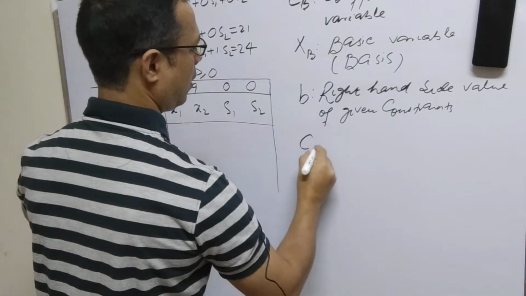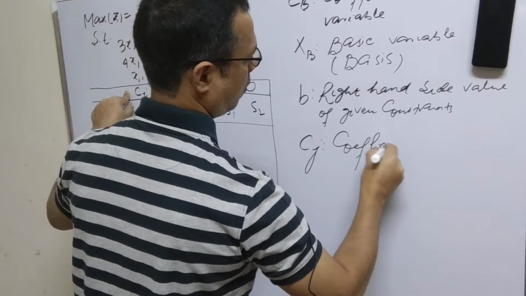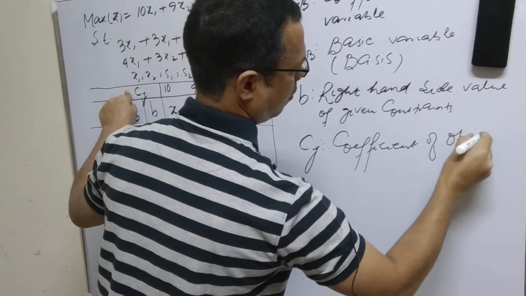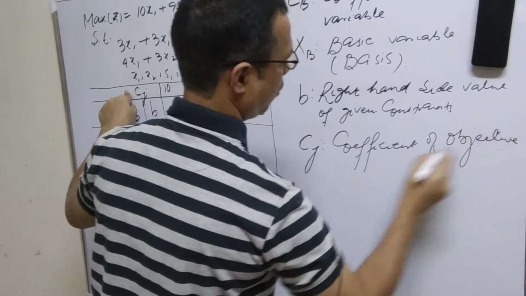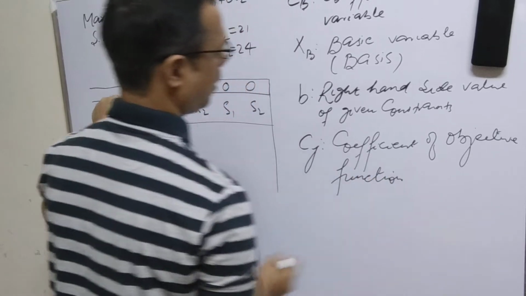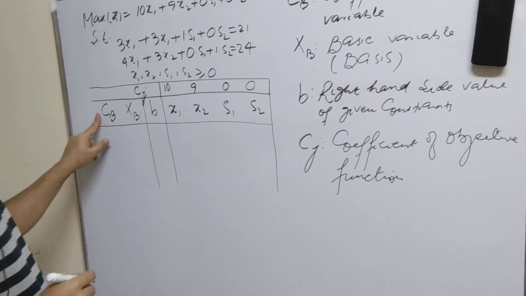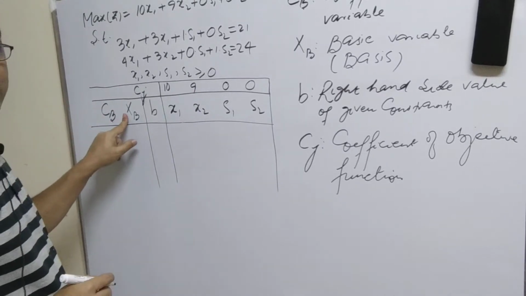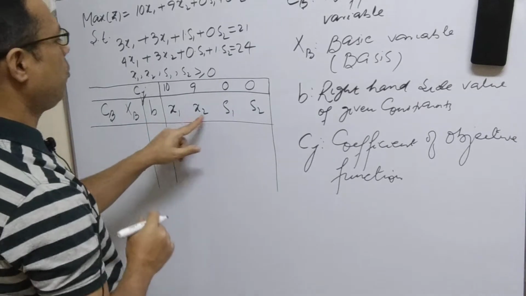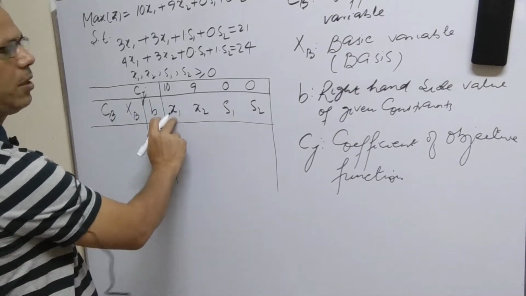Cj is the coefficient of the objective function. So now it is clear. Now you can see what Cb is. Cb is the coefficient of the basic variable, xb is the basic variable, b is the right hand side of the constraints, and x1, x2, s1, s2 are called the variables.